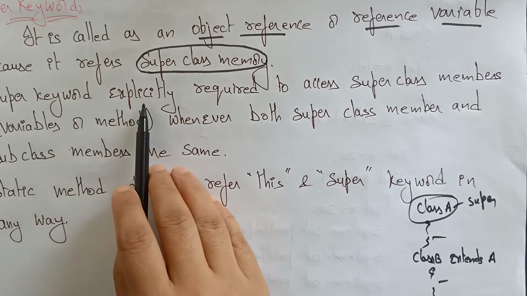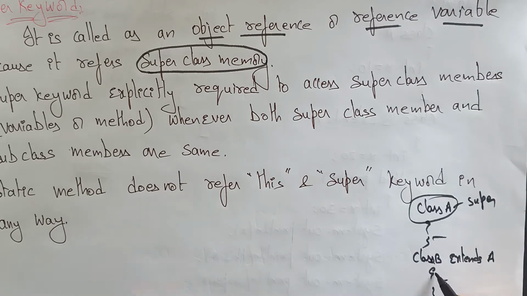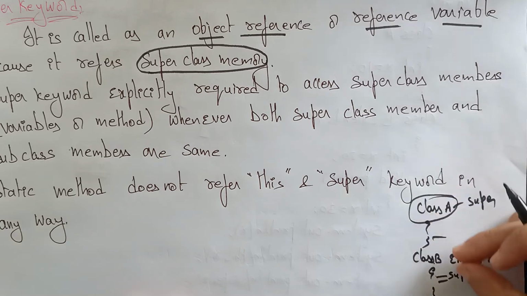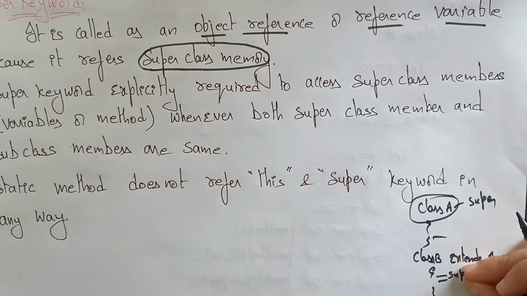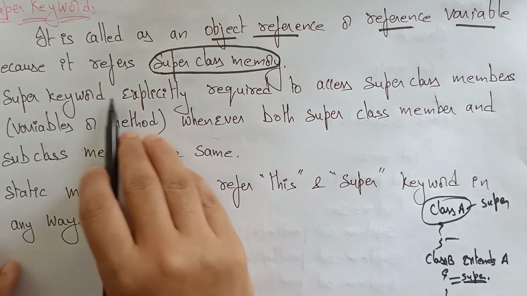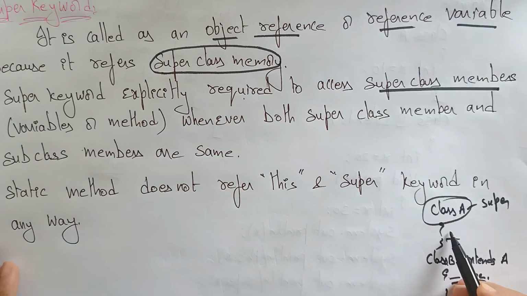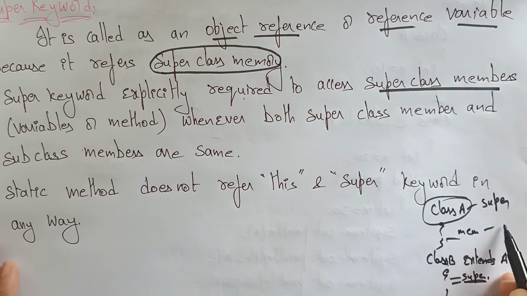Now, when is the super keyword explicitly required? Implicitly, when you write class B extends A, super is present here. Whenever super is present, the super class memory is occupied after creating an object. That we already know. So the super keyword is implicitly present. But it is explicitly required to access the super class members, like the variables and the methods.